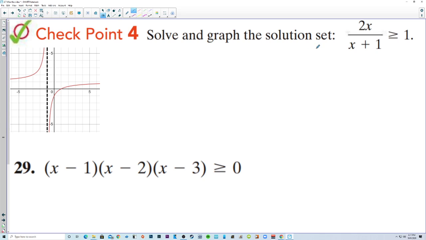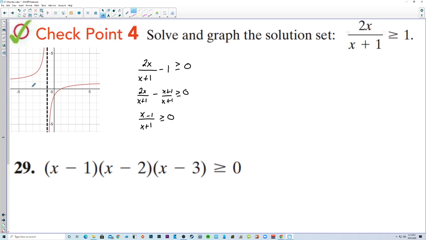Checkpoint 4, solve and graph the solution set. So we have 2x over x plus 1 minus 1 is greater than or equal to 0. And then let's combine these. So we have 2x over x plus 1 minus x plus 1 over x plus 1 is greater than or equal to 0. So 2x minus x is x plus 1 over... that's not plus 1. It's like that's going to cancel. 2x minus x is x, and then we want minus 1. Minus 1 over x plus 1 is greater than or equal to 0.